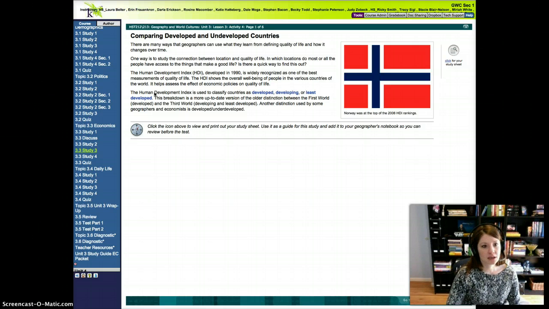The Human Development Index, the HDI, developed in 1990, is widely recognized as one of the best measurements of the quality of life. The HDI shows the overall well-being of people in various countries of the world. It helps assess the effects of economic policies on quality of life. The Human Development Index is used to classify countries as developed, developing, or least developed. This breakdown is a more up-to-date version of the older distinction between first world developed and the third world developing and least developed. Another distinction used by some geographers in economics is developed and underdeveloped.